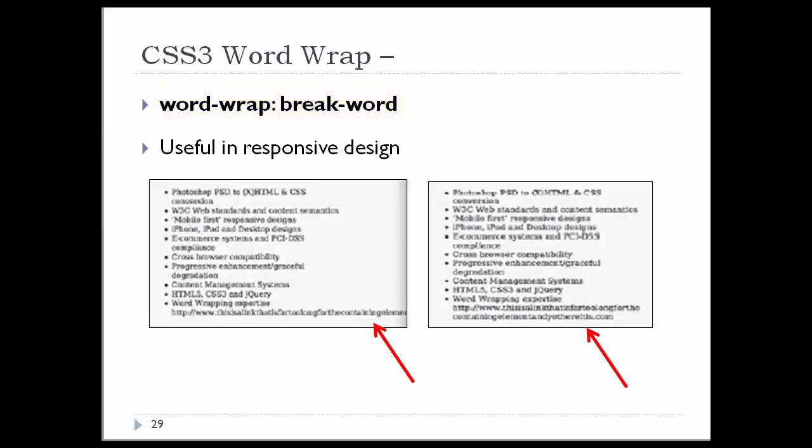So if you notice on the left-hand side at the bottom, the last bullet item has an extremely long URL, which will stretch out the width. And on the right-hand side, we see that URL is now wrapped. It will still work properly.